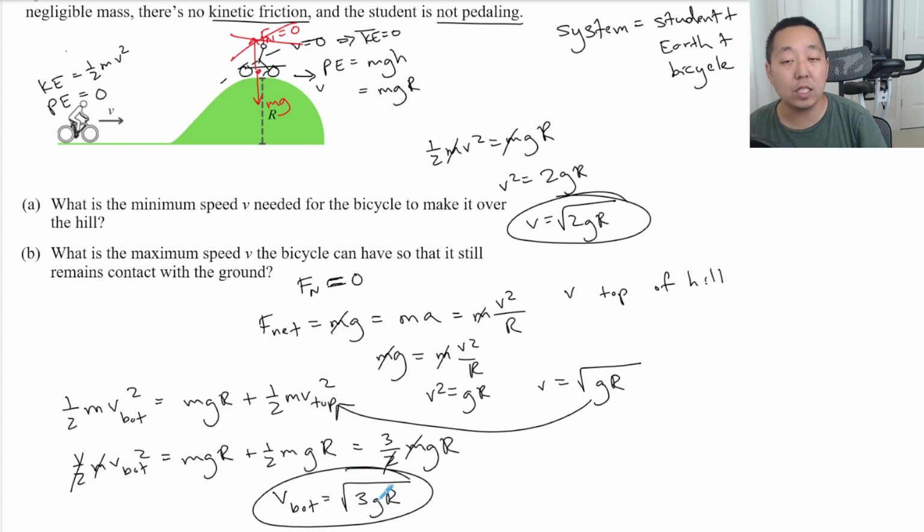Okay, so that's the maximum speed. The minimum speed to get over the hill is square root of 2gr, and the maximum, before I start launching or hopping off the hill or losing contact with the ground, is square root of 3gr.